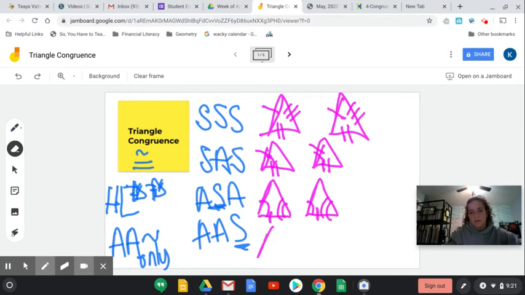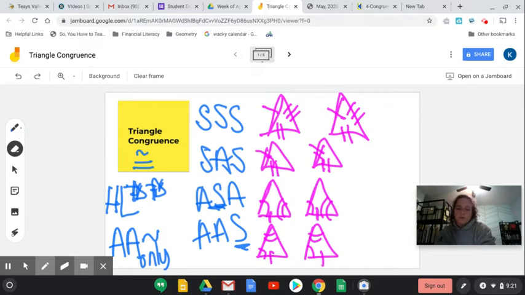And then angle, angle, side is again two angles next to each other, which they always will be, and then any side that is not in between those two angles. So honestly, it's not too important that you know the exact condition until you get to writing proofs. But as long as you see two angles and another side that is equal, then those two triangles have to be congruent.